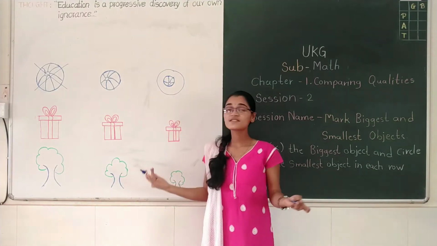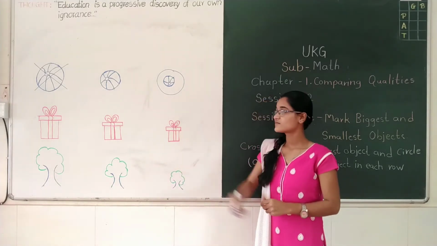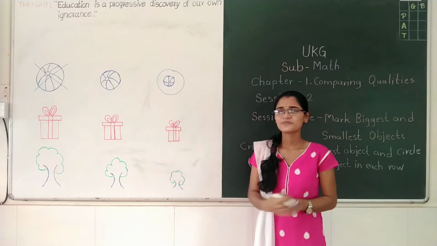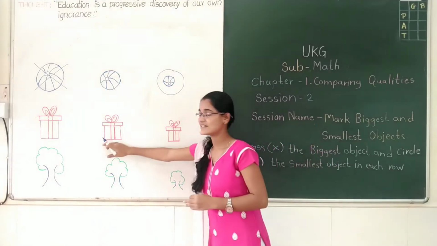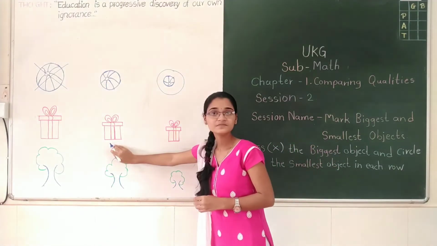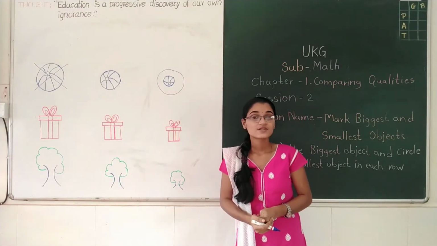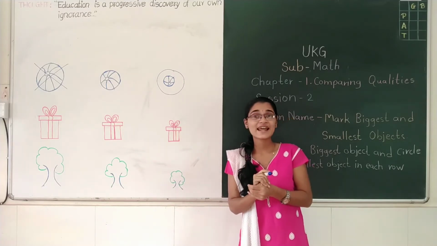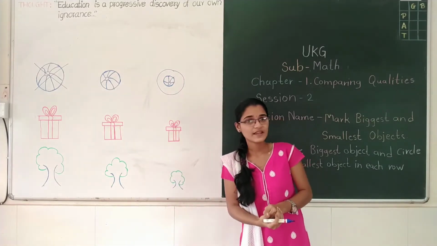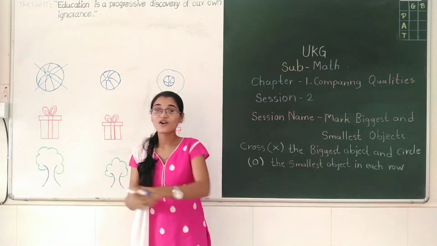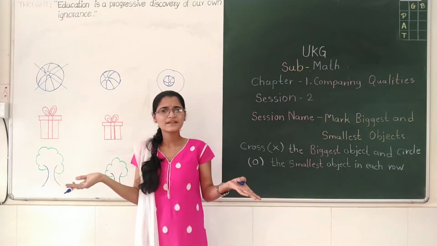Here also I have drawn some gift boxes, right? Now look at this box. This is not the biggest box. I guess this box is smaller than this one, right? Look at this box. This box is more big than the first box, so we call it bigger. So this box is bigger than the first box. Now look at the last box. What do you think about it? This box is also big, right?